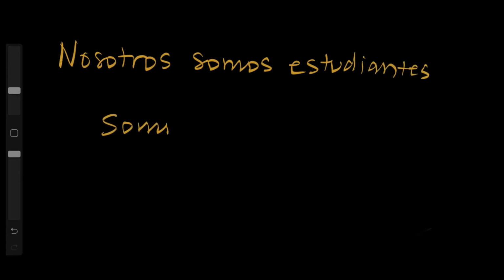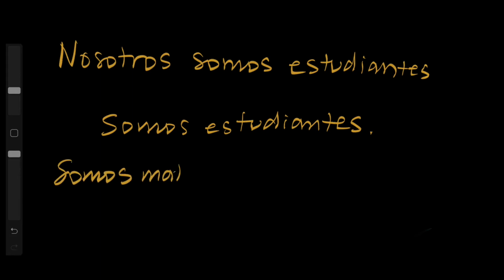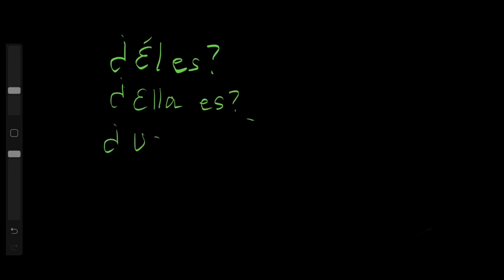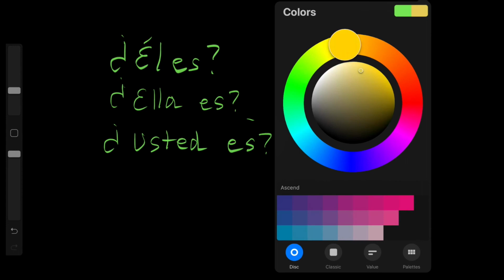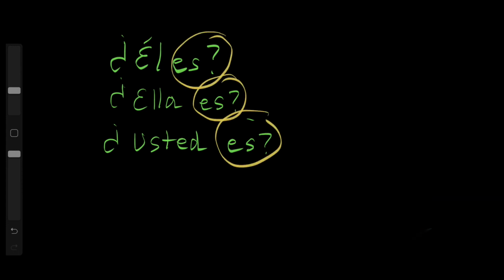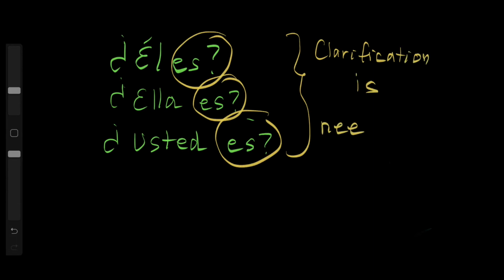If we wanted to say we are students in Spanish, we would say nosotros somos estudiantes, or we could also say somos estudiantes. Note that the subject pronoun is optional because somos only corresponds to nosotros. So I don't have to say nosotros all the time for people to know who I'm talking about. So the subject pronoun is optional, unlike English, and it might be needed only when clarifying who's doing the action. In the case of él, ella, and usted, for example, since they all share the same conjugation.